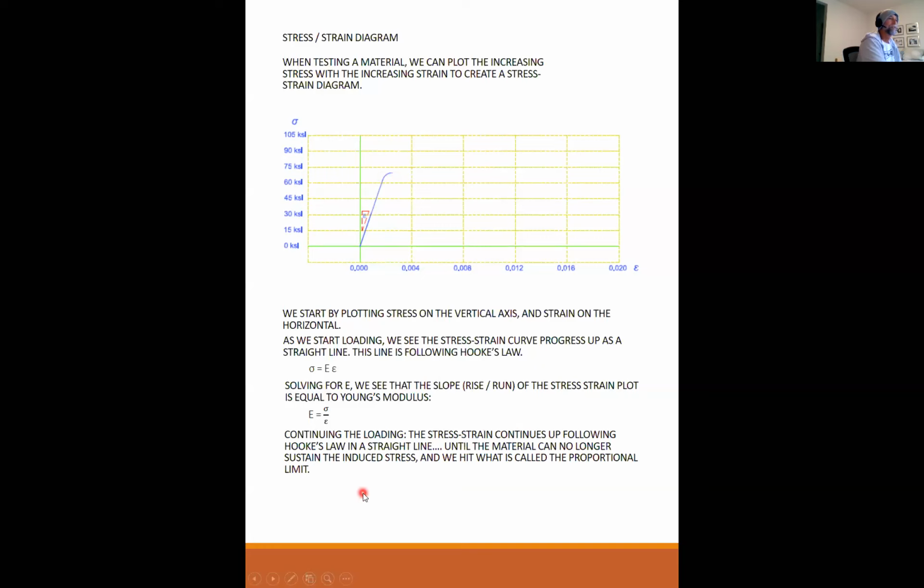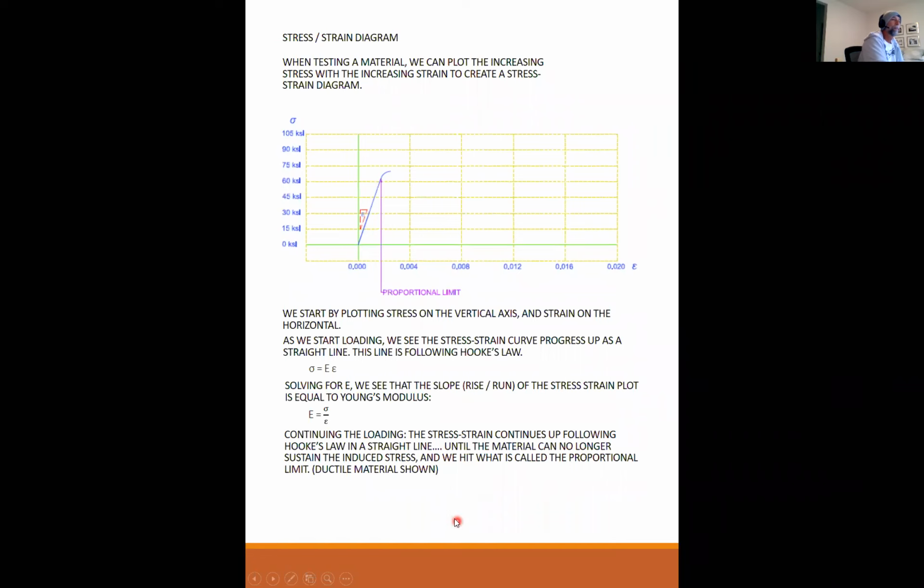So if we continue to load, the stress strain continues up following Hooke's law in a straight line until the material can no longer sustain the induced stress and we hit what is called the proportional limit. And by the way, what I'm showing you in this first example of a stress strain diagram is very much a ductile material. I'll show you what it looks like when it's not a ductile material a little bit later. But all of this that I'm showing you is based off of some ductile material, basically a metal, steel, something like that.